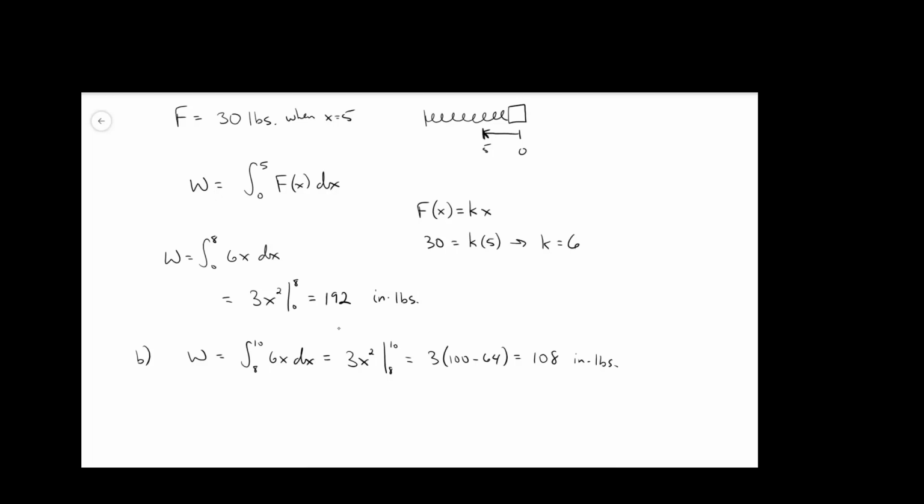So you can see compressing it for 8 inches takes 192 inch pounds. That's 8 full inches. Then only 2 more inches, the last bit is just 8 to 10. That's more than half the required work to take it that full first 8 inches. Why is that? Well, of course, because the more we're compressing it, the harder it's pushing back. So it takes more work on those last 2 inches than it does on, say, the first 2 inches.